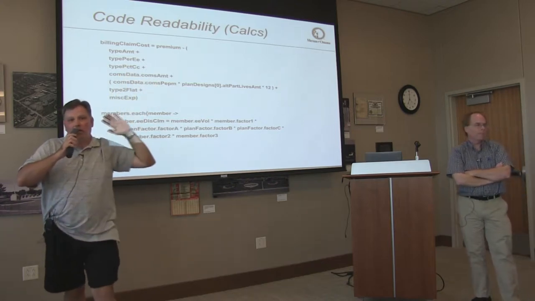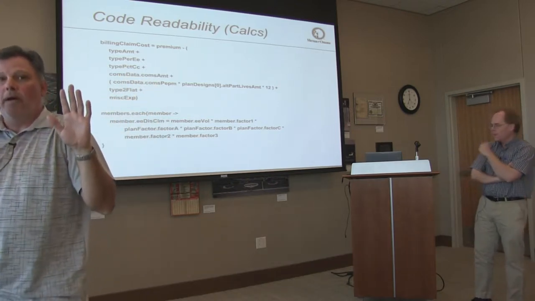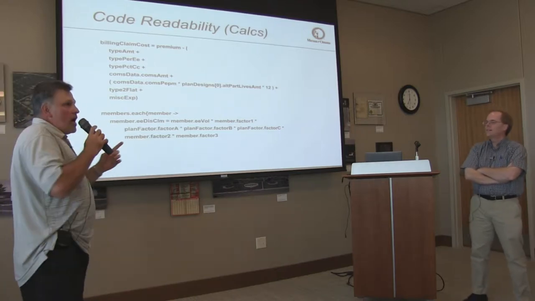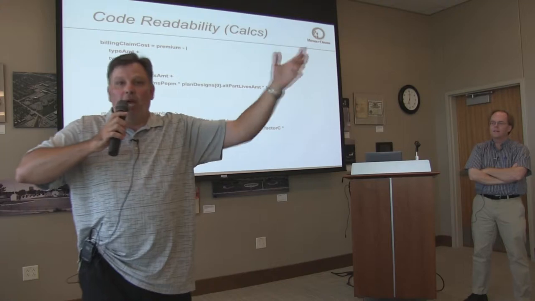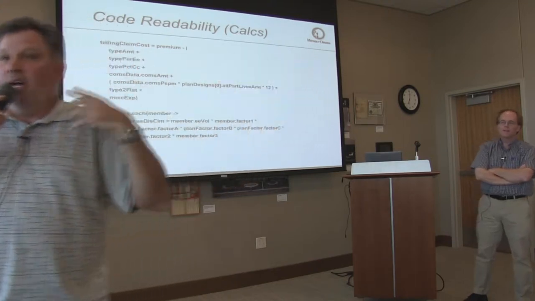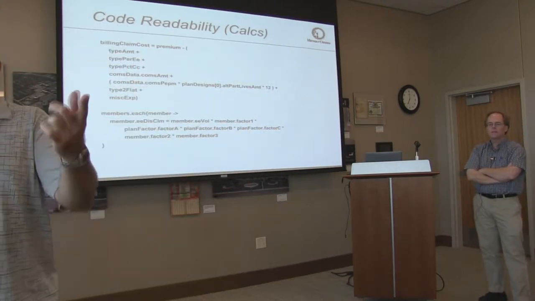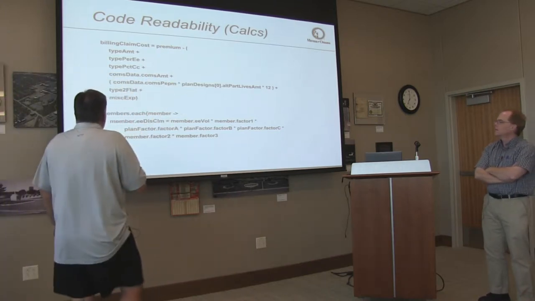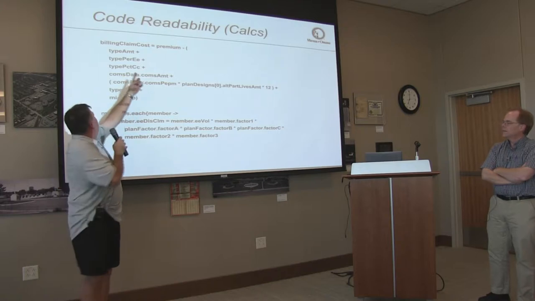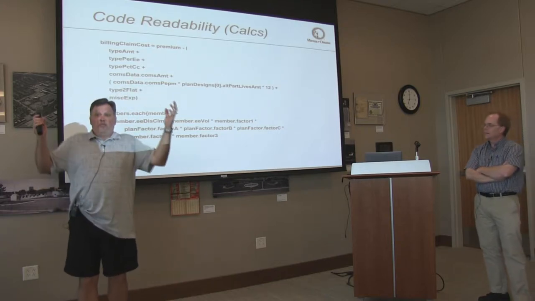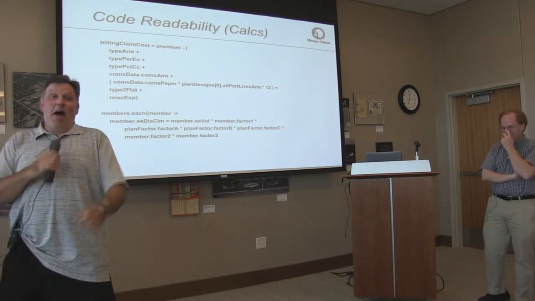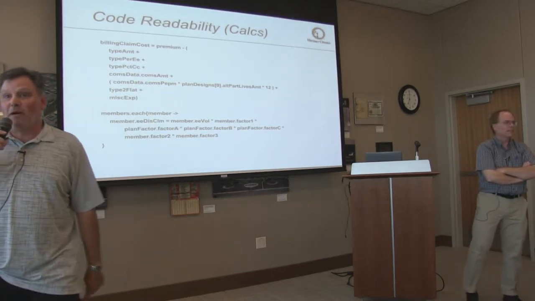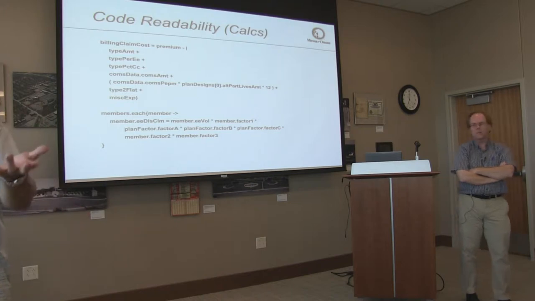And what was great, and I'd never experienced this before, I remember being in a meeting and we were trying to match the old system to the new, and there was a calculation that was off, and one of the actuaries says, that just doesn't make sense. Let me look at that calc. And it was kind of funny, he goes, well, that's not how we calculate billing claim cost. But what was awesome is he could read it, and he could tell me right from the code that it was wrong.